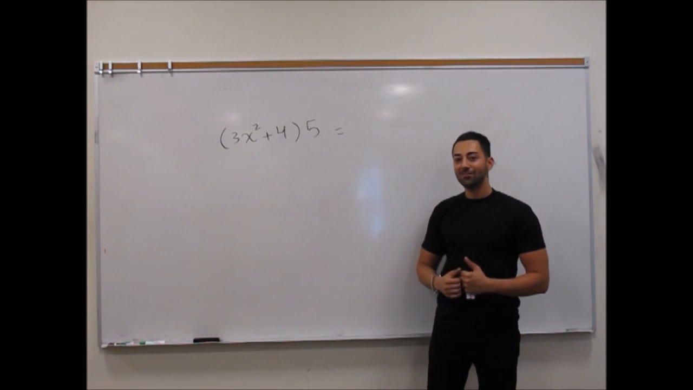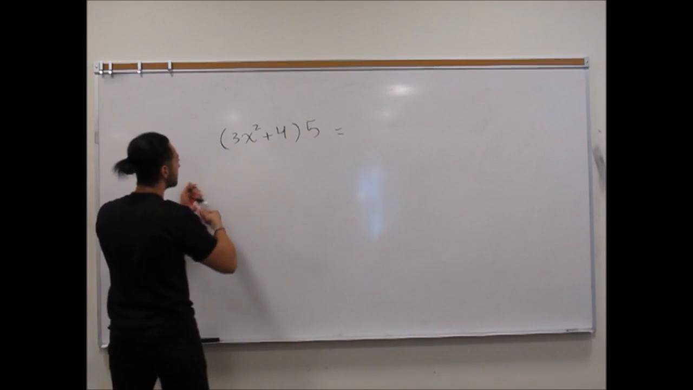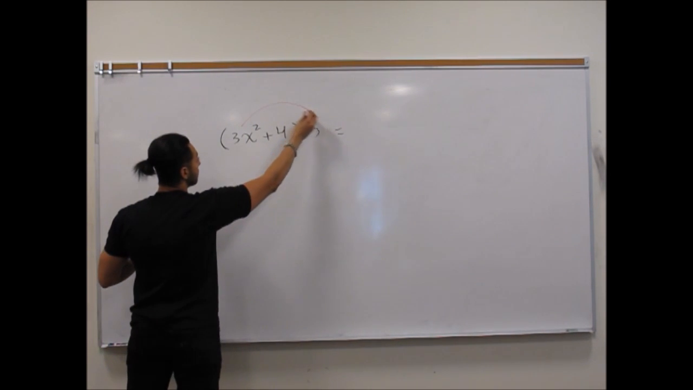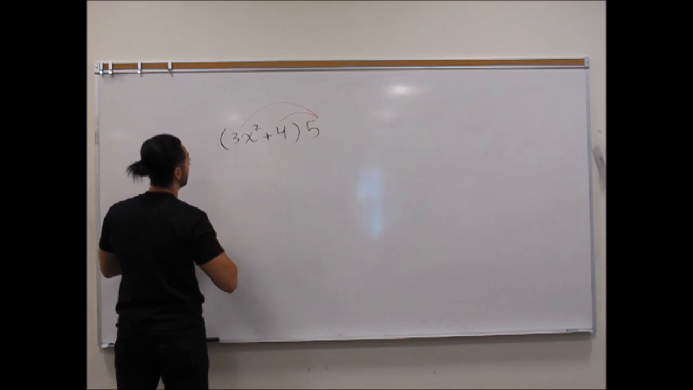So assuming you gave that a shot, what's going to get distributed into the parentheses here is the 5. So I'm going to distribute the 5 into the 3x squared first, and then into the 4. And I'm not going to write the equal sign here.